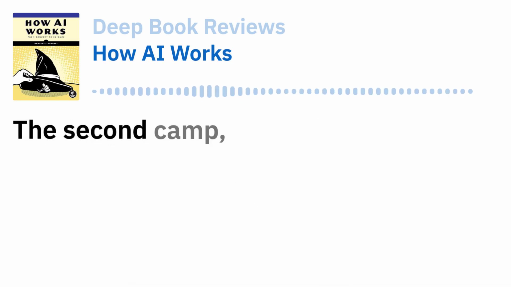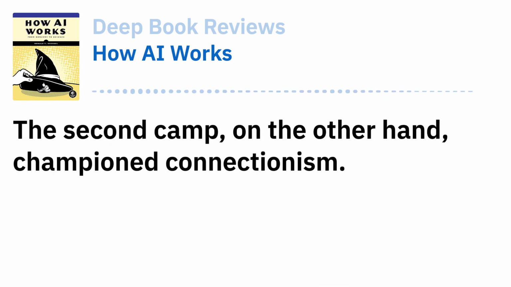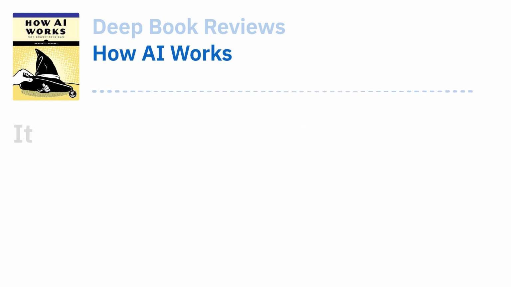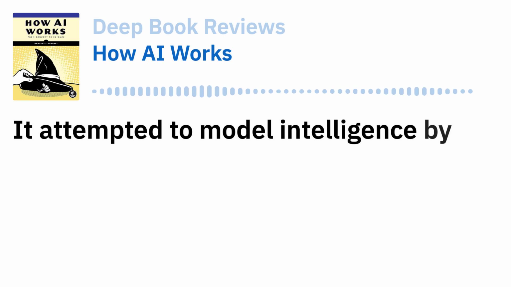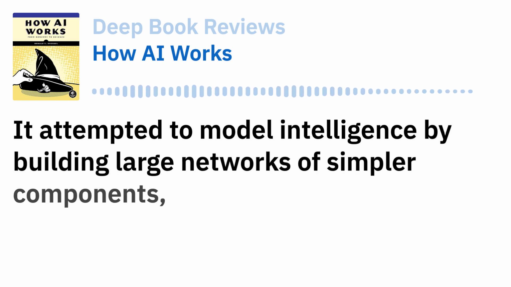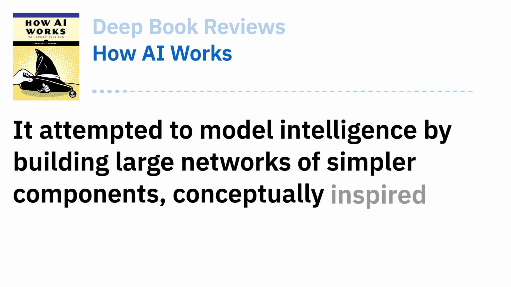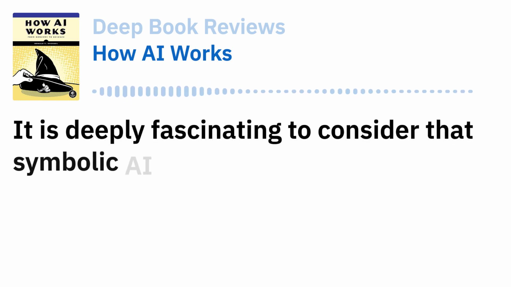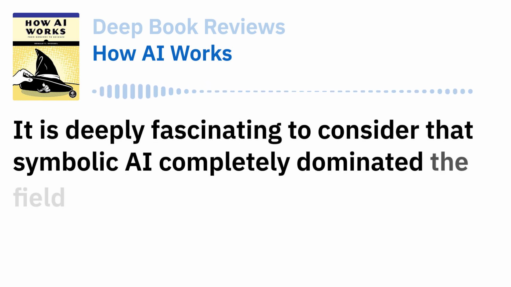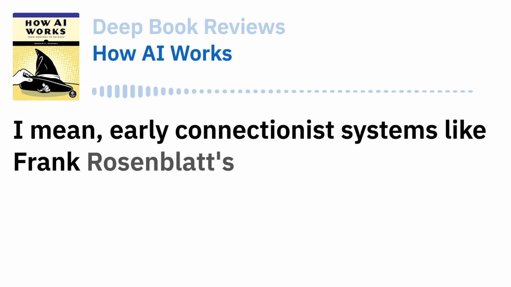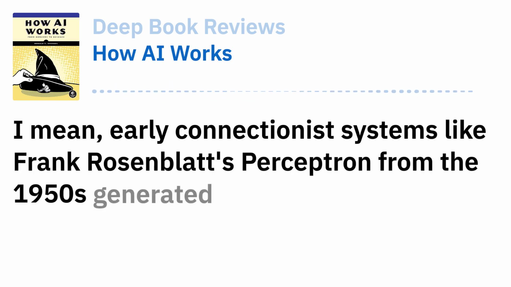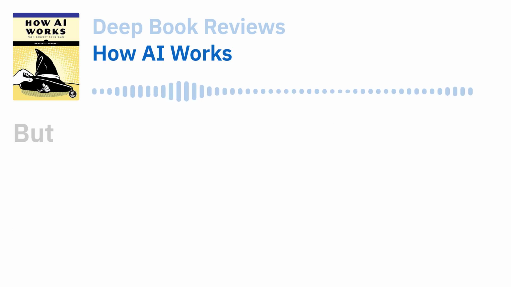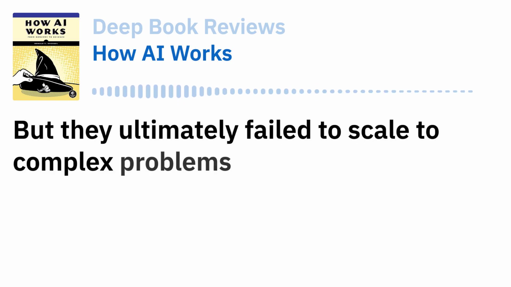Precisely. The second camp, on the other hand, championed connectionism. This was a bottom-up approach. It attempted to model intelligence by building large networks of simpler components, conceptually inspired by the interconnected structure of the biological human brain. It is deeply fascinating to consider that symbolic AI completely dominated the field for several decades. I mean, early connectionist systems like Frank Rosenblatt's perceptron from the 1950s generated significant initial excitement. But they ultimately failed to scale to complex problems back then.